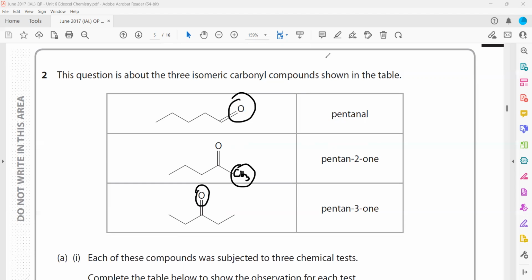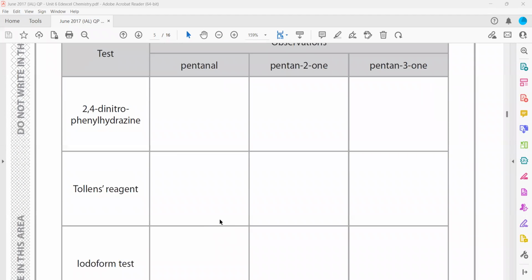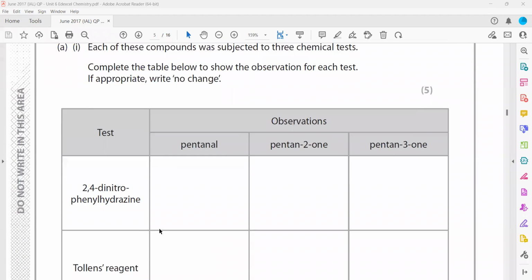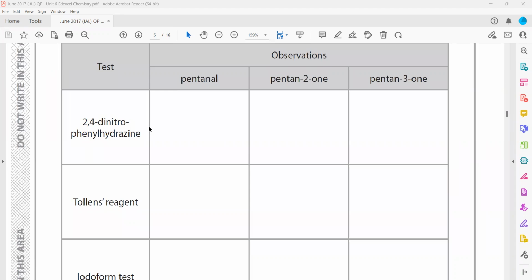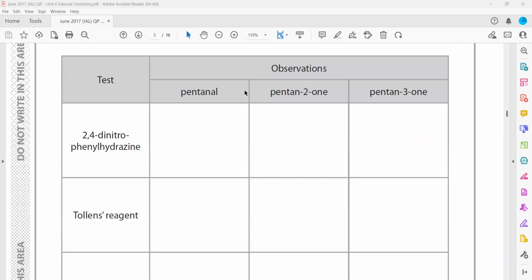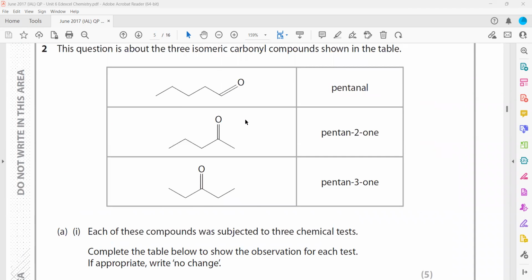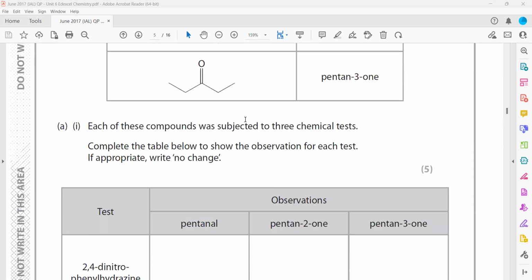Each of these compounds was subjected to 3 chemical tests: 2,4-dinitrophenylhydrazine, the iodoform test, and Tollens' reagent. All of them are carbonyl compounds. So for 2,4-dinitrophenylhydrazine, a tick refers to a positive result: it will give an orange or yellow, or red-orange, precipitate for all of them, because they are all carbonyl. Tollens' reagent is only valid for aldehydes. The aldehyde will be oxidized. Ketones cannot be oxidized.